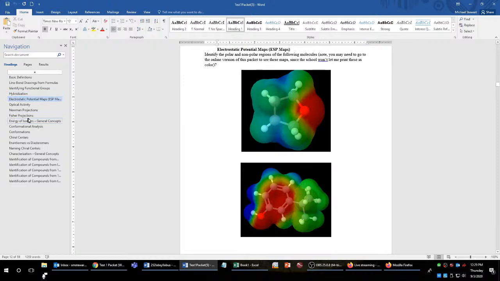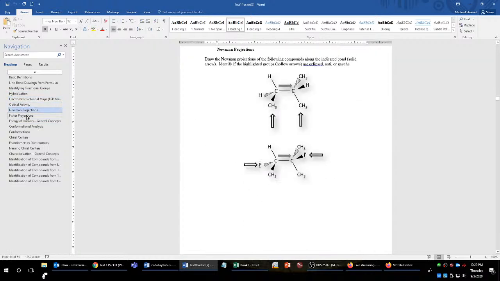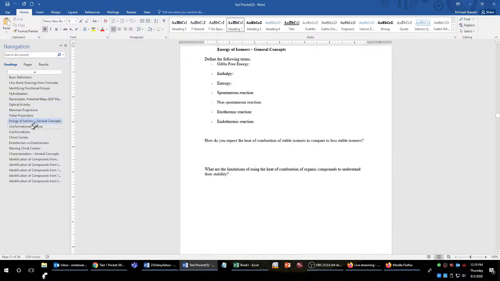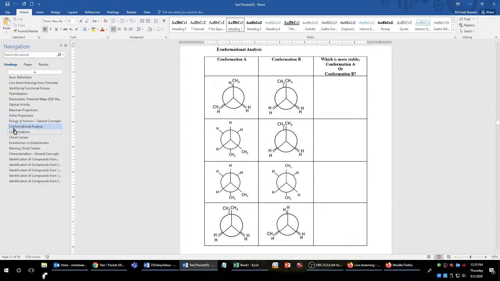Electrostatic potential maps we haven't covered yet, but we will get to those. Optical activity we haven't gotten to yet. Newman projections we've definitely done. Fischer projections we've done. Energy of isomers we're going to start, between now and the exam. You should be able to do this in terms of what's eclipsed versus gauche and anti.